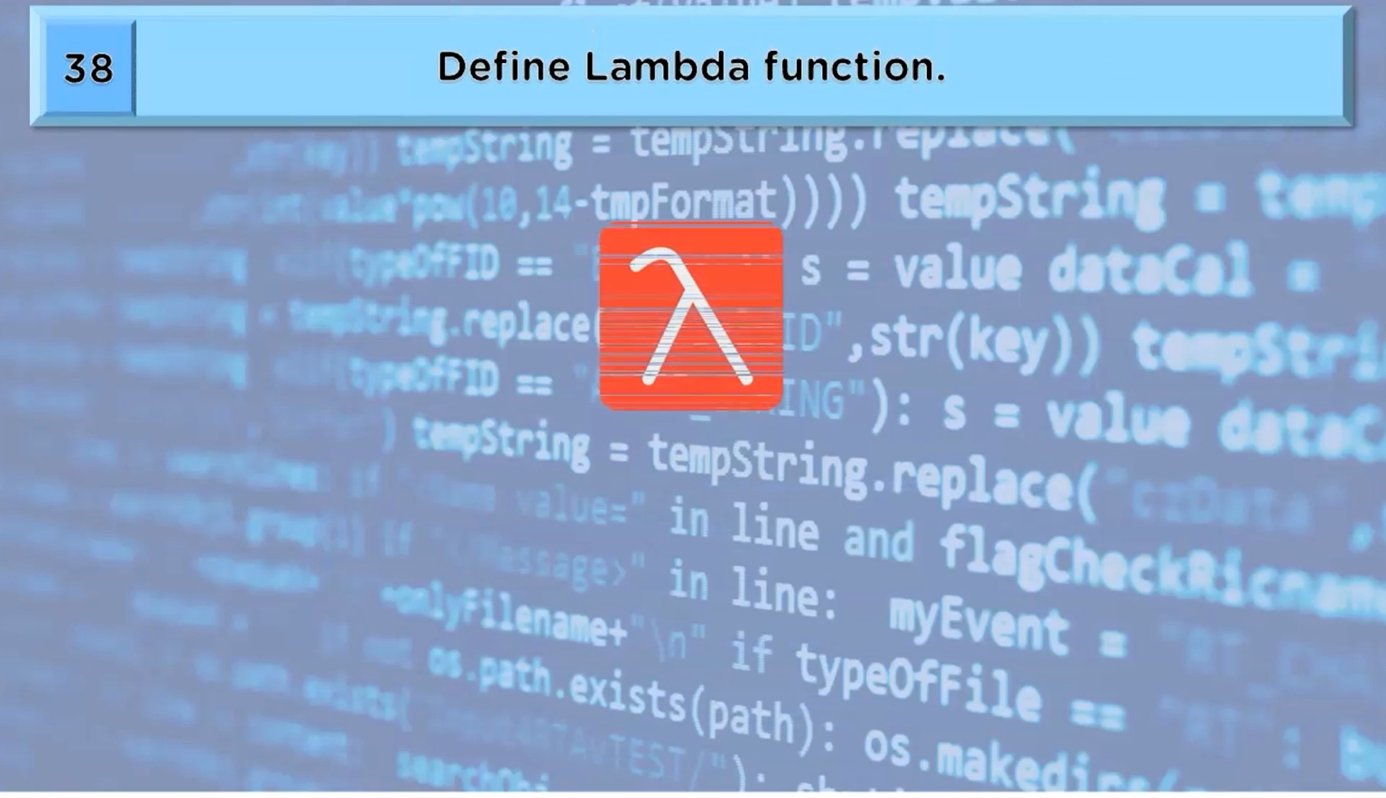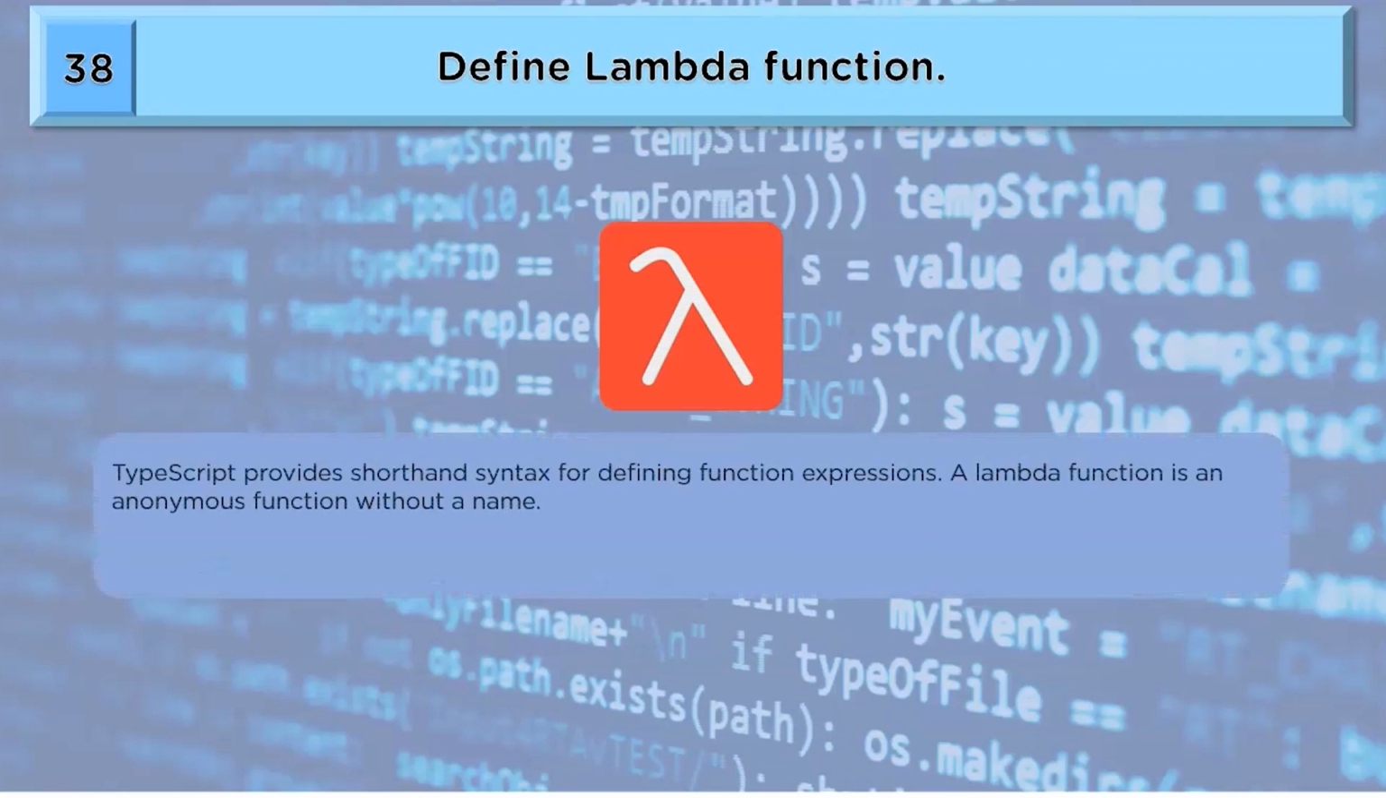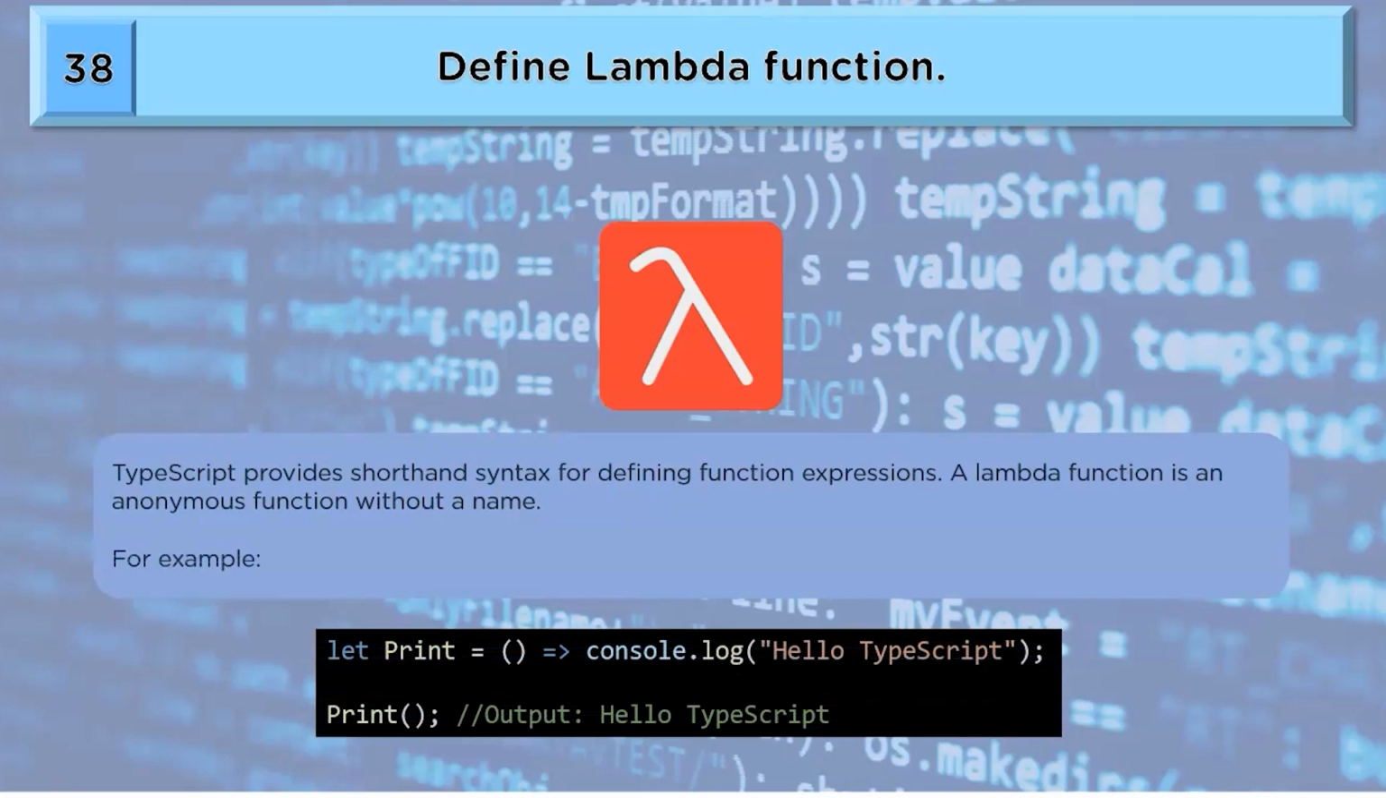Define Lambda function. TypeScript provides shorthand syntax for defining function expressions. A Lambda function is an anonymous function without a name. Below is an example of a Lambda function.